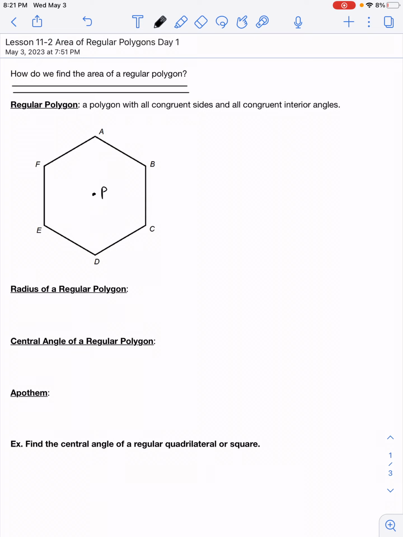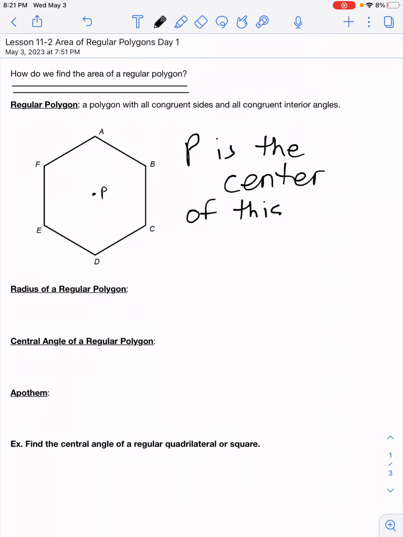Point P. We say point P is the center. It won't always be P, but it could be any point there in the middle. P is the center, in this case, of this hexagon. Hexagon because it has 6 sides.